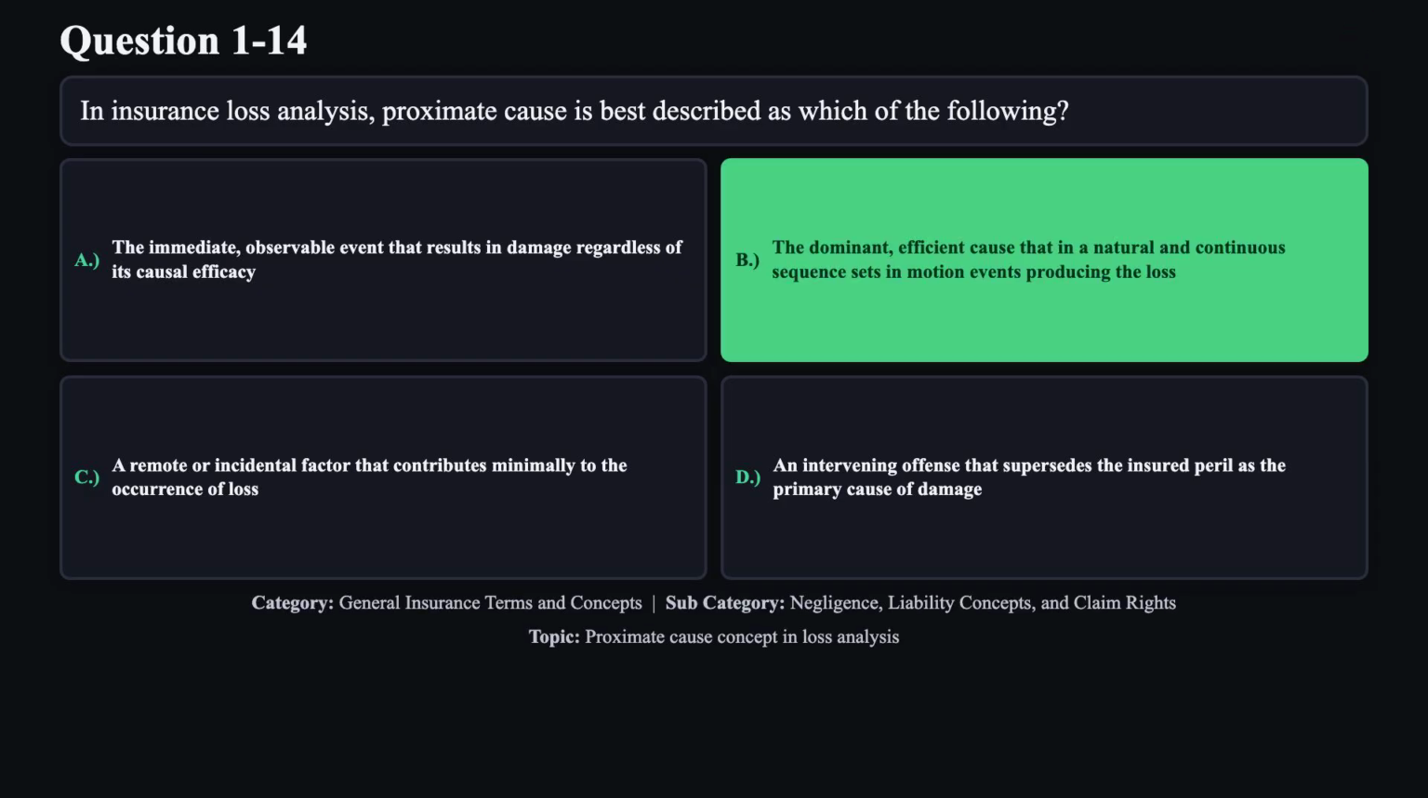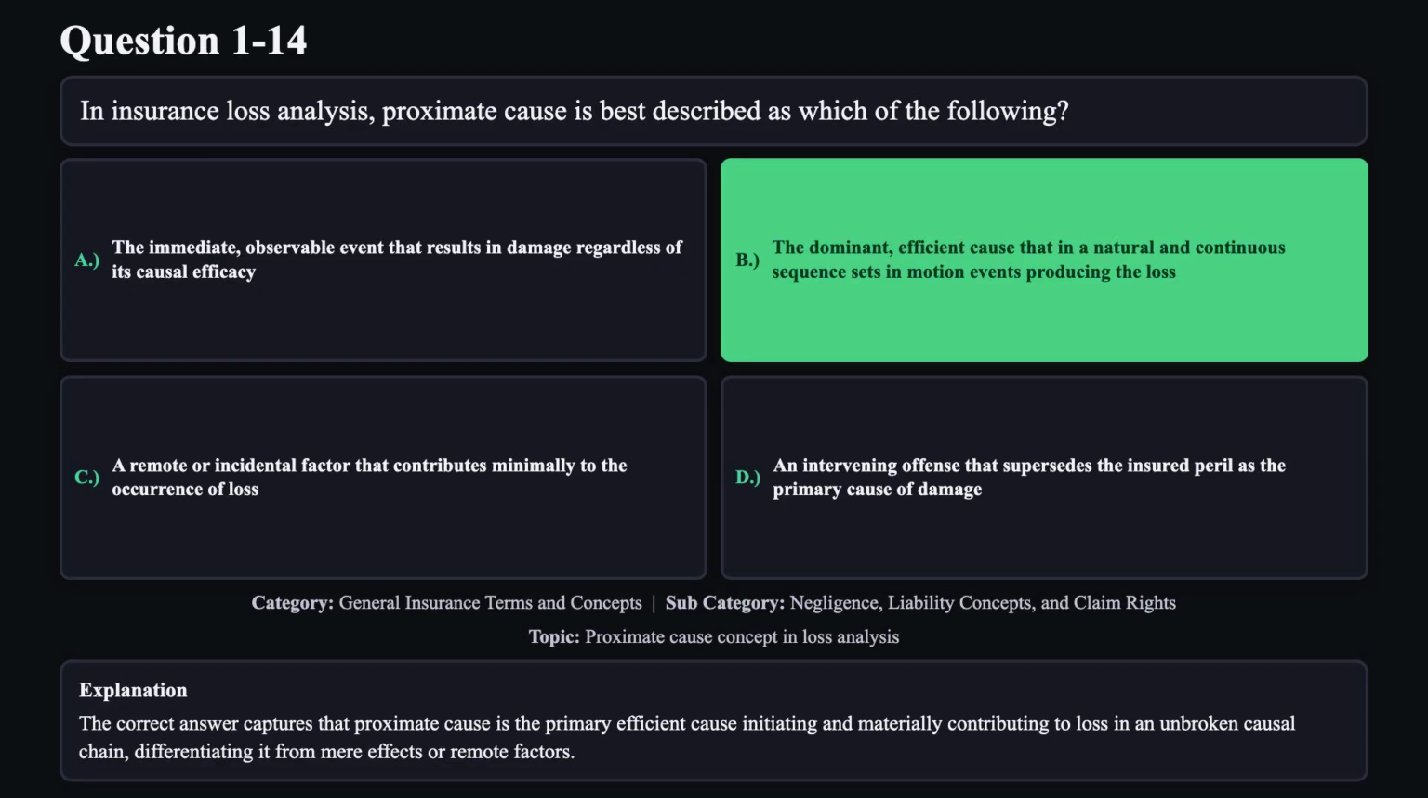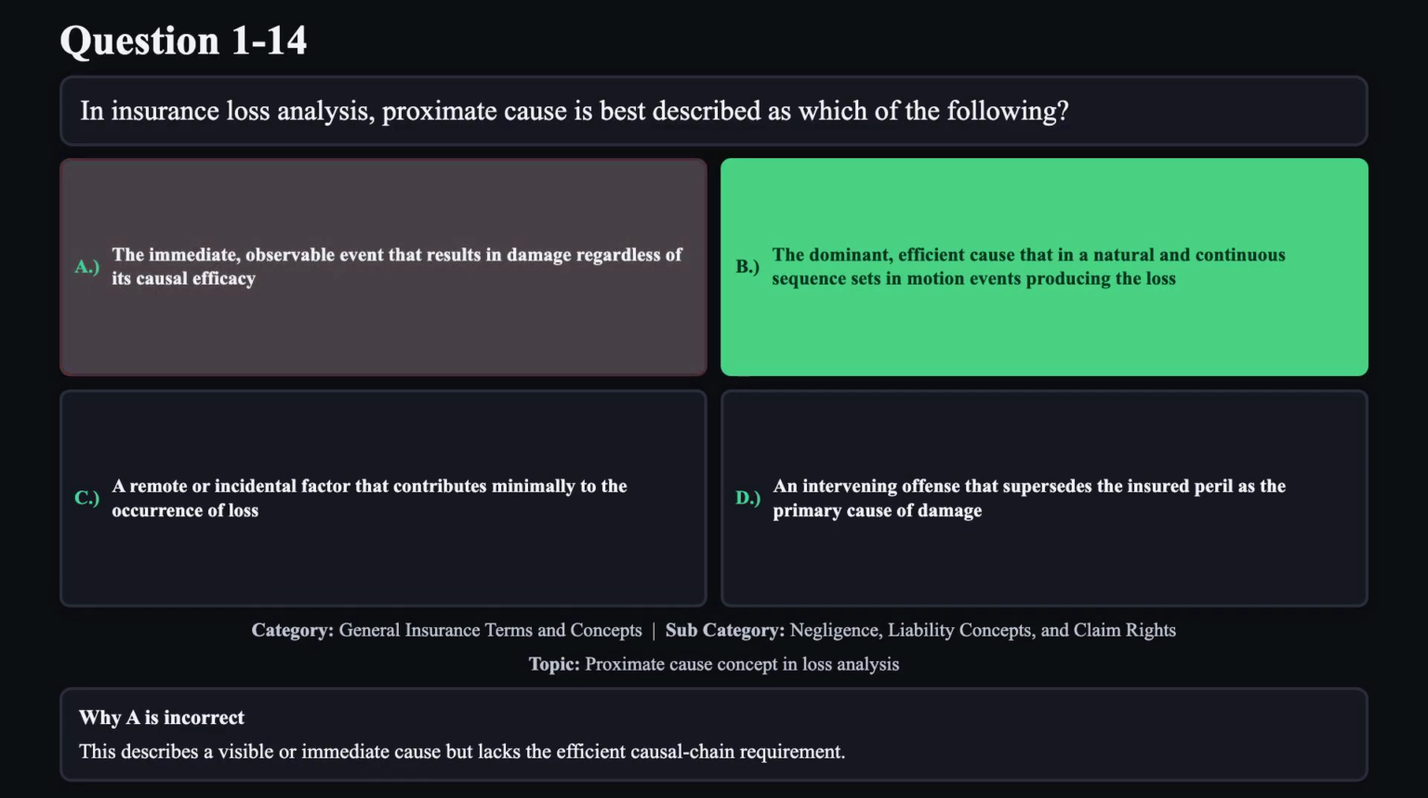The correct answer is B. The correct answer captures that proximate cause is the primary efficient cause initiating and materially contributing to loss in an unbroken causal chain, differentiating it from mere effects or remote factors. Reason A is not correct. This describes a visible or immediate cause but lacks the efficient causal chain requirement.